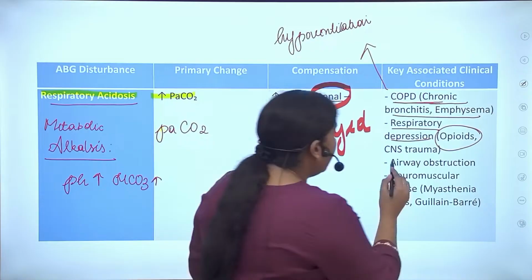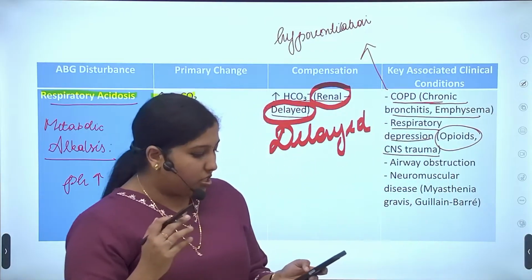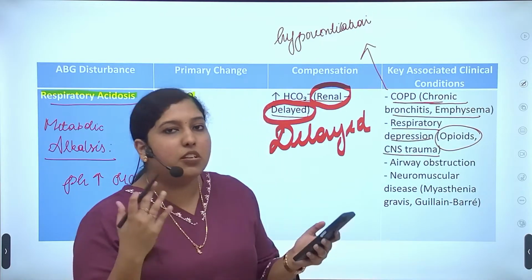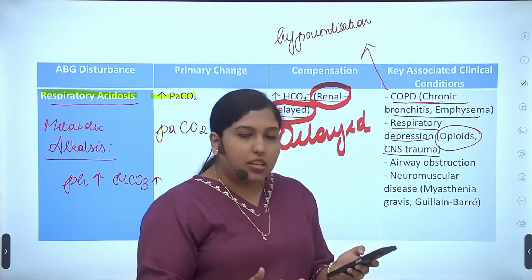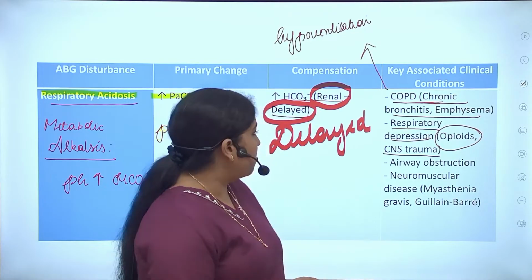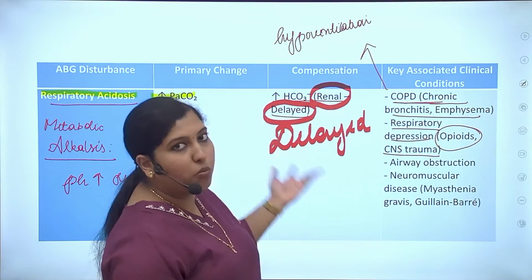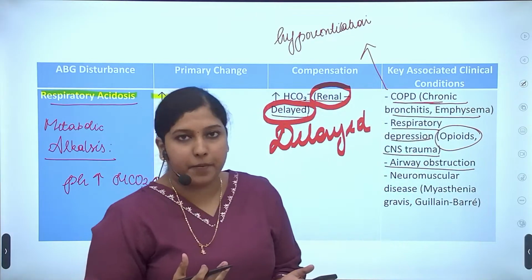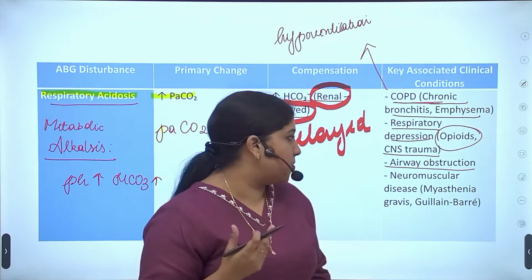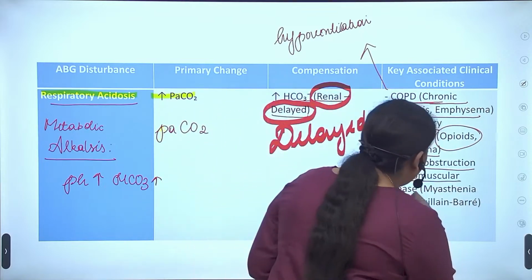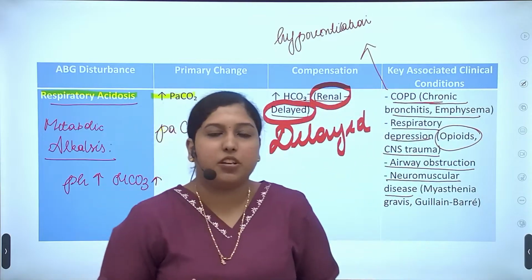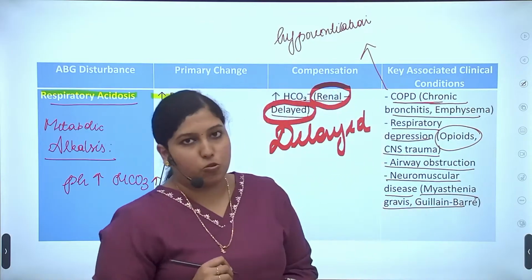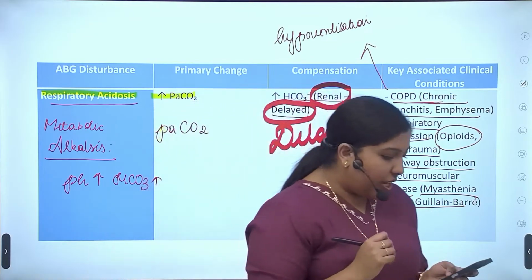And followed by any form of CNS trauma, like the patient is having a severe form of head injury or stroke. At that time also, there will be disruption in the respiratory signals, and the patient will go for respiratory distress, followed by respiratory acidosis. And any form of airway obstruction which is causing impaired gas exchange and accumulation of excessive CO2, and neuromuscular disease where there is a high risk of respiratory muscle paralysis, like myasthenia gravis and Guillain-Barré syndrome. This is again a very important point.